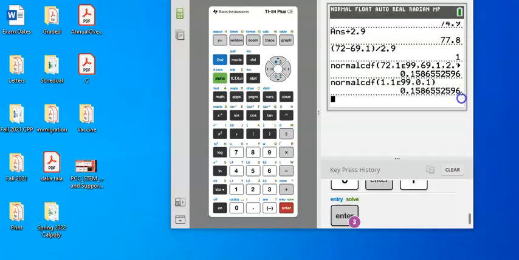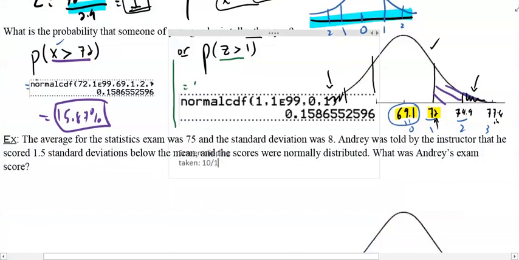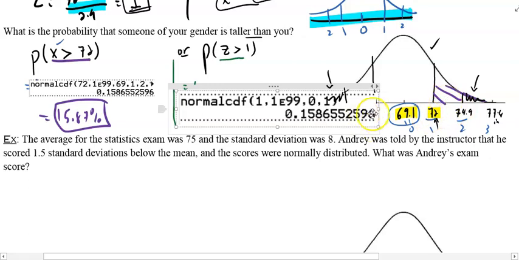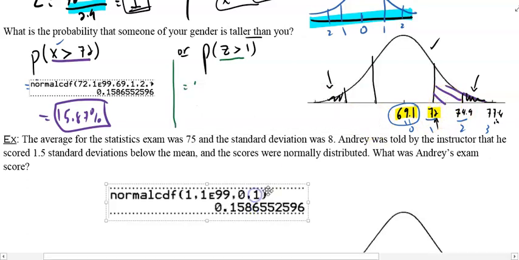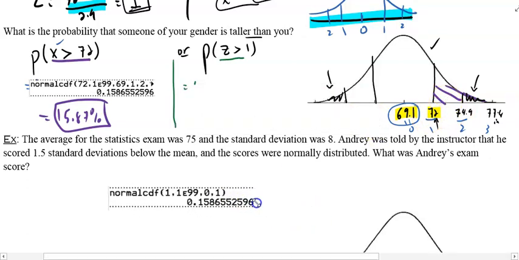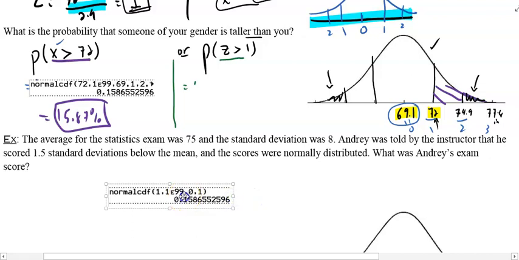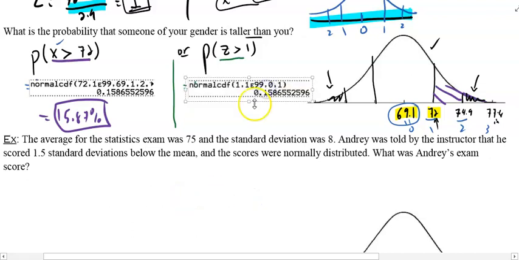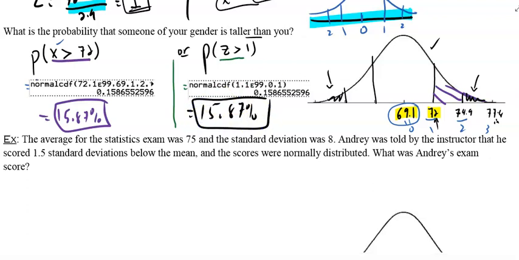So how do you do this? This calculator allows you to do that. Normally, we must convert to z to be able to figure things out. Not using this calculator. That's one of the beauties of this. And hopefully we all checked it out from the library like you said you did. And there it is. 15.87% chance of that happening.